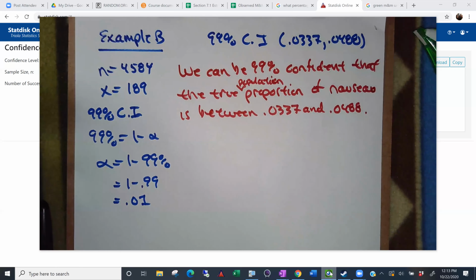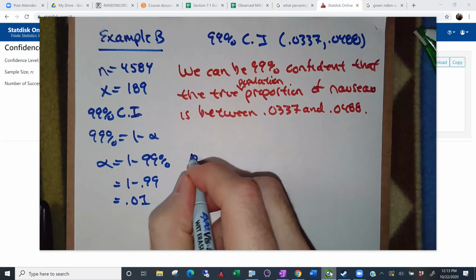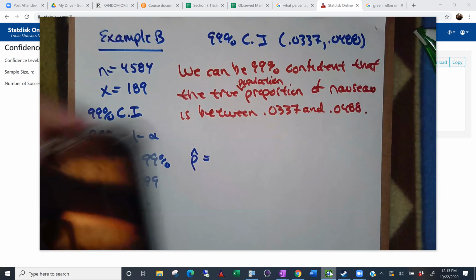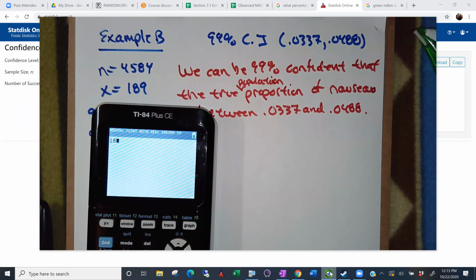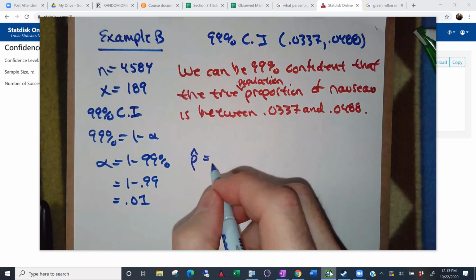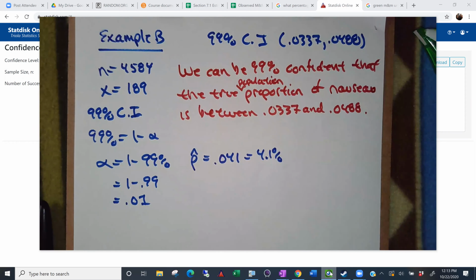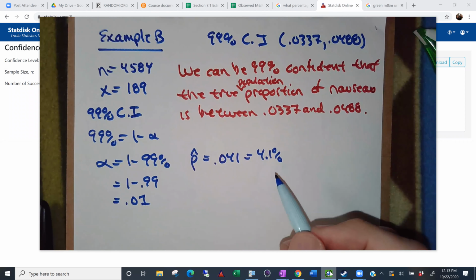In fact, it is kind of a little bit of a drawback of using statdisk, is it doesn't really tell you what p hat is. P hat is our point estimate. And that's going to be 189 divided by 4,584. So about 0.041 or 4.1%. So it's odd that it doesn't tell you. I mean, statdisk is great, but I think it's strange that they don't give you that proportion. Yeah, it wouldn't be hard, but it's not hard to get it either.